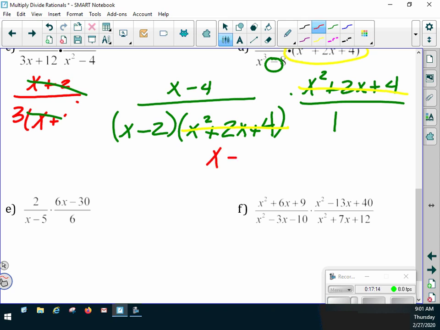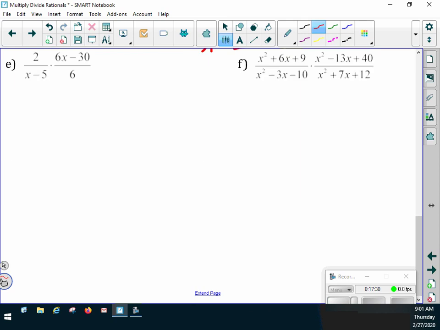So the answer is (x - 4)/(x - 2), but x cannot equal 2. Now I want you to think about something right here: x squared + 2x + 4. I just want your brain, okay? I don't want a pencil, I want your brain. Would that ever equal 0?